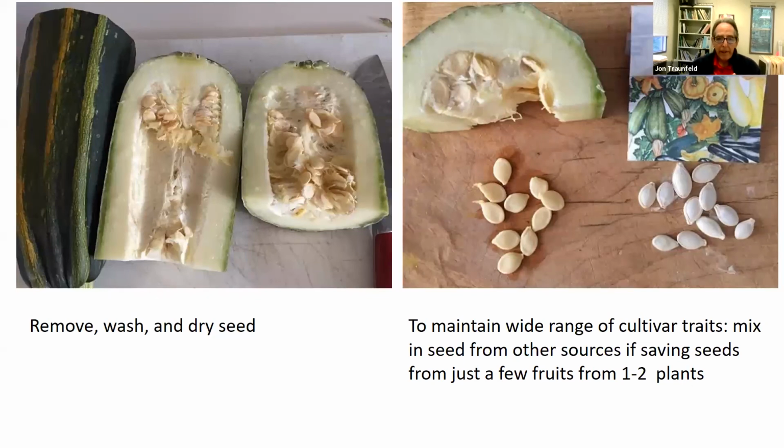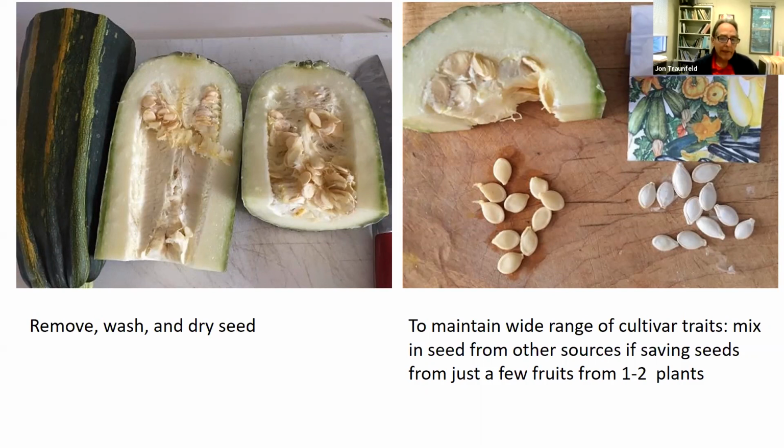Now here's the thing. I'm not saving these seeds. And the reason is I only had 2 plants. And I think the recommended minimum, let's see, for summer squash, for variety maintenance, it's 10 to 20 plants. Or that may be genetic, I'm not sure. I think it's for variety maintenance.